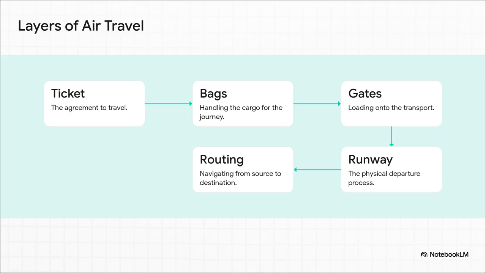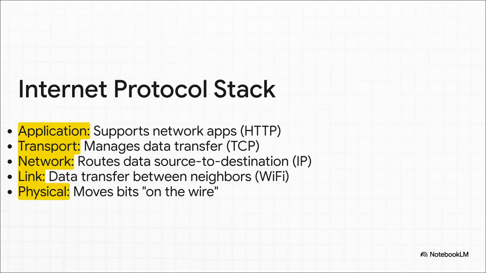Now here's the genius part. The person checking your ticket doesn't need to know a single thing about how the pilot flies the plane. Each layer just does its own job and trusts that the other layers are doing theirs. The internet is organized in the exact same way, using what's called a 5-layer stack.